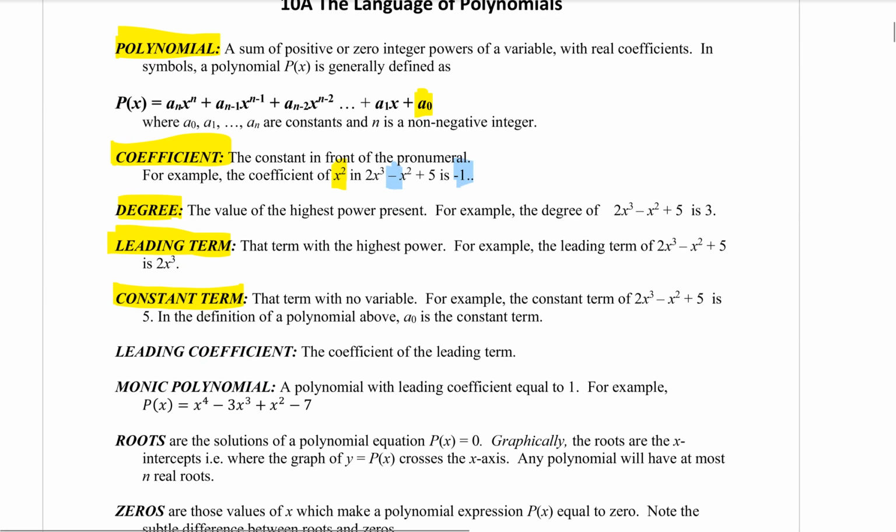The leading coefficient, well, if coefficient means the number in front of, the leading coefficient is going to be the coefficient of that leading term, which for the one we were using would be the 2. A monic polynomial is a polynomial that has a leading coefficient of 1. We've seen that in our monic quadratics that we were trying to solve, so we've heard that word before. So monic just means that it's a coefficient of 1 for our leading term.